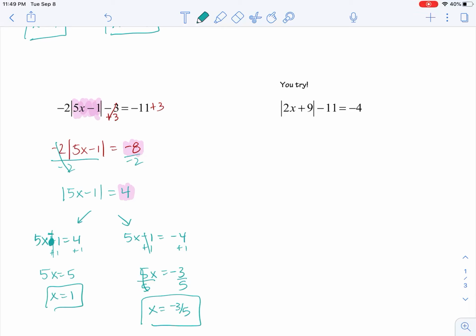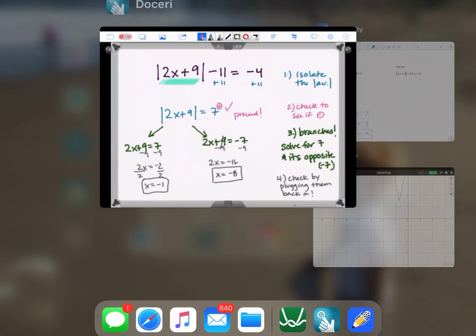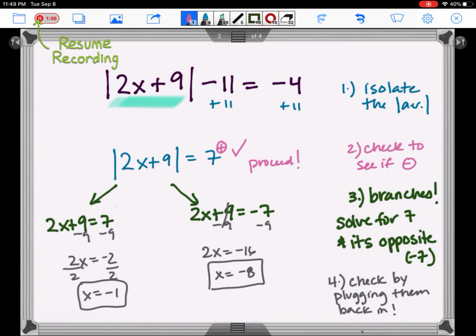Now, you guys try this, and I want you to hit pause on the video. And when you're finished, unpause it, and the answer will be revealed. In 3, 2, 1, here we go. So there is the answer done.